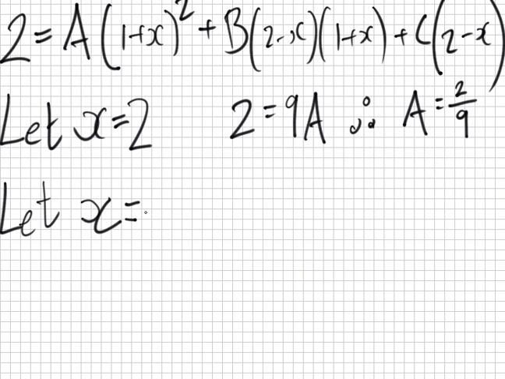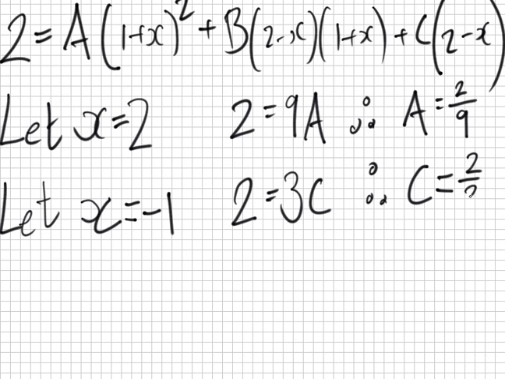Right, what will we choose next for x? Minus 1. Because minus 1 would make this go, and this would go as well. 2 minus minus 1, 3c. So you get 2 equals 3c. Therefore, c equals, try again, Eamon. 2 over 3. Someone said 3 over 2, wasn't you? Oh, it's Luke, was it? 2 over 3.